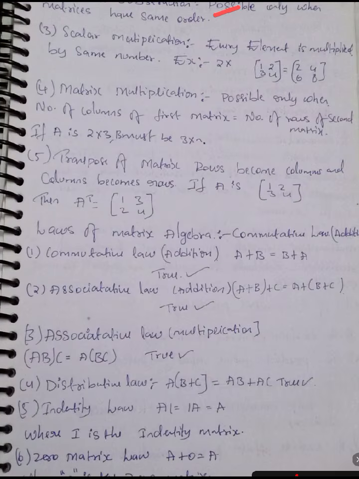Scalar multiplication: every element is multiplied by the same number. Example: 2 times [1 2; 3 4] is equal to [2 4; 6 8]. Now matrix multiplication is possible only when the number of columns of the first matrix is equal to the number of rows of the second matrix. If A is 2 by 3, B must be 3 by n, where n means any number.